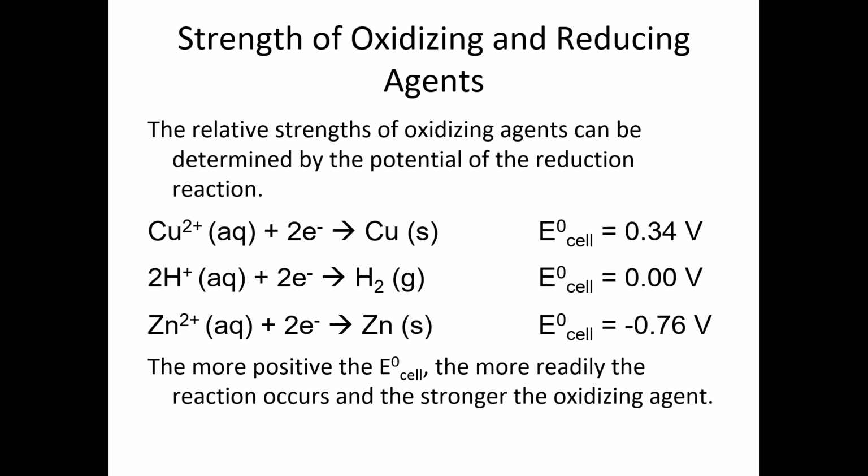All right, so it can go in order. So in this case, we have copper. Hydrogen is our standard reference cell because it has a value of 0. Everything is based on the hydrogen. And then we also have zinc. So copper is positive, our hydrogen is 0, our zinc is negative. So copper is going to be a stronger oxidizing agent. Zinc is going to be a stronger reducing agent.